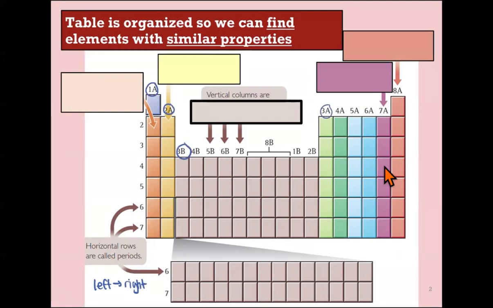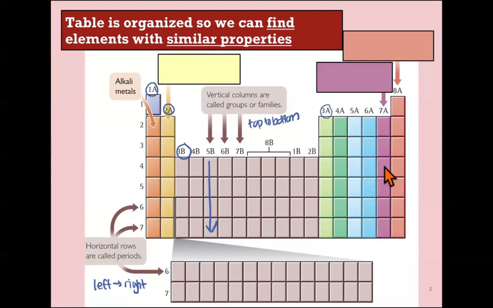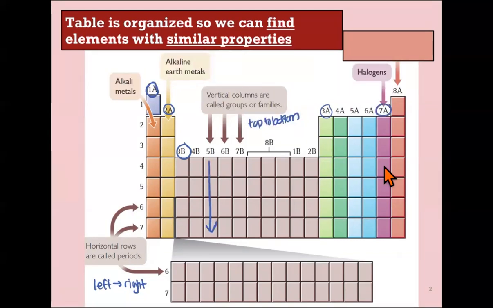And the vertical columns are called groups, or sometimes families. Vertical meaning you read them from top to bottom. One of these notable families is Group 1A, called the alkali metals. Group 2A are called alkaline earth metals. 7A is another one of the more common ones. These are called halogens. And group 8A are called noble gases. And we'll talk about why they have this distinct name a little bit later.